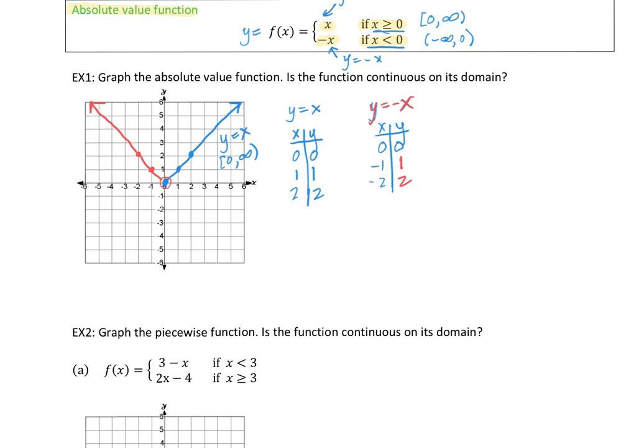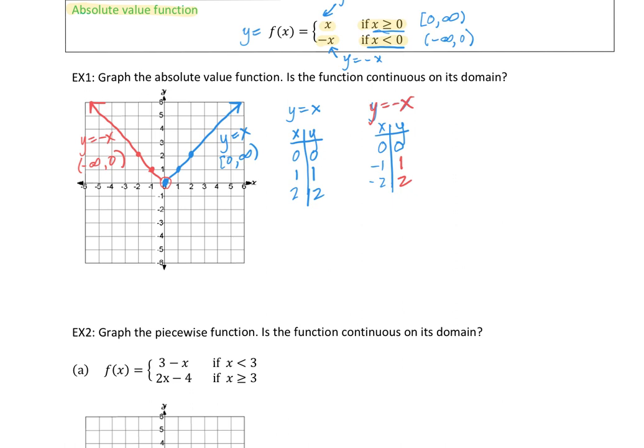So this is our absolute value graph. On the left-hand side, it's y equal to negative x, but just for x values from negative infinity to 0. And then on the right-hand side, the graph is y equal to x from 0 to positive infinity. And that's how you graph your piecewise function.